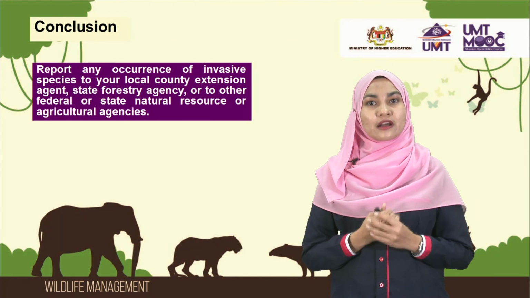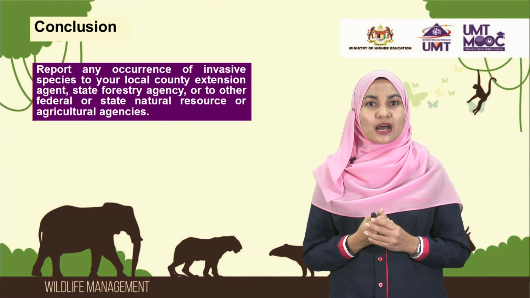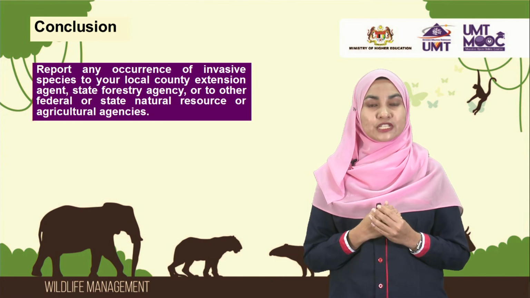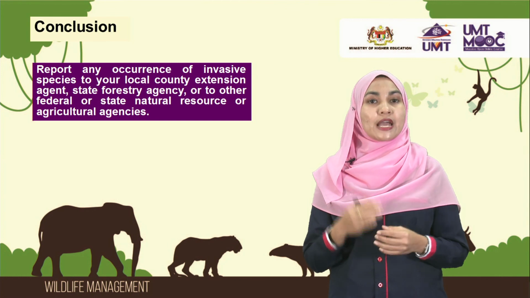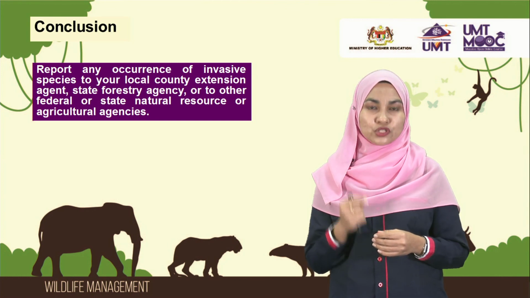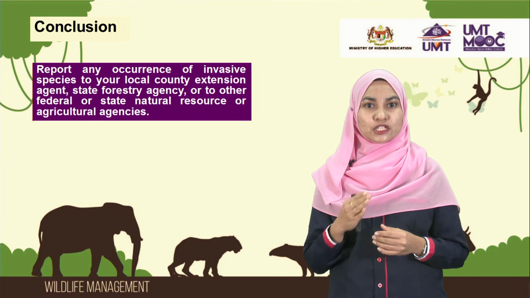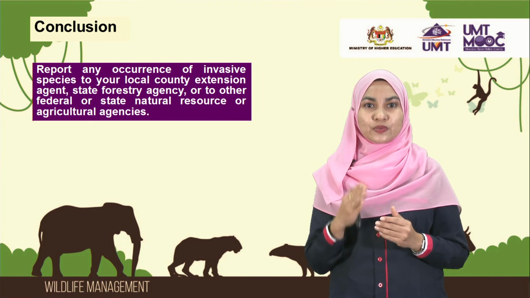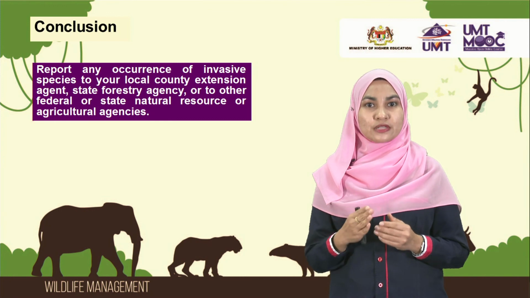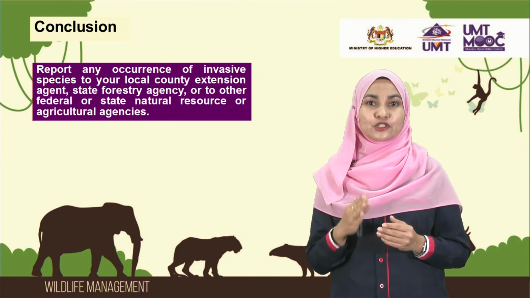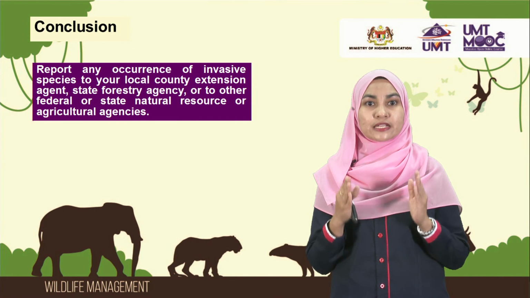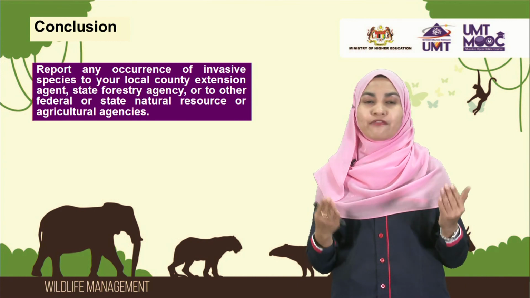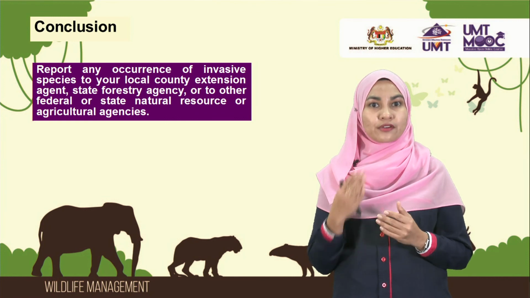So we have finally come to the end of this topic. I hope this topic will give you more understanding on the impact of exotic species to our ecosystem and what we can do to control the expansion of the exotic species. Therefore, in order to control these expanding species, please report any occurrence of invasive species to your local county extension agent, state forestry agency, or to other federal or state natural resource or agricultural agencies.